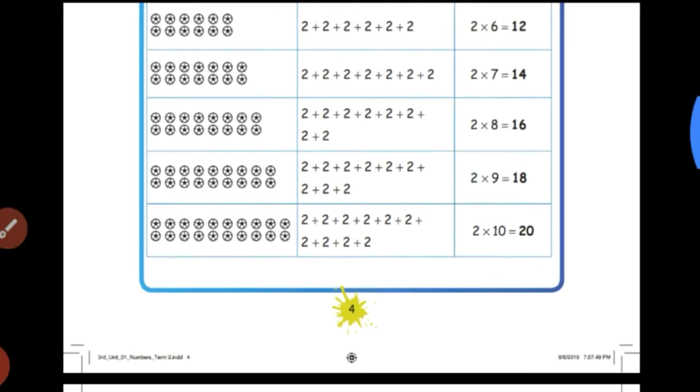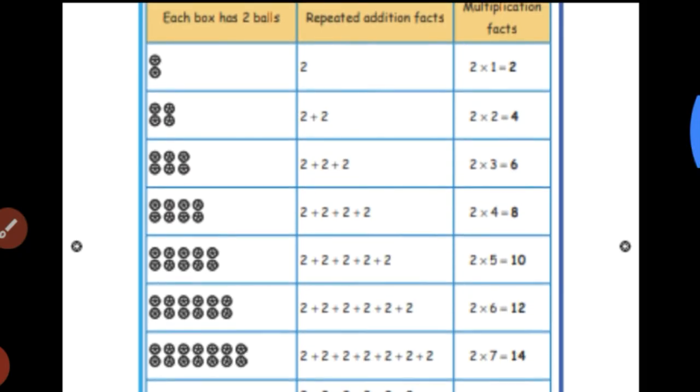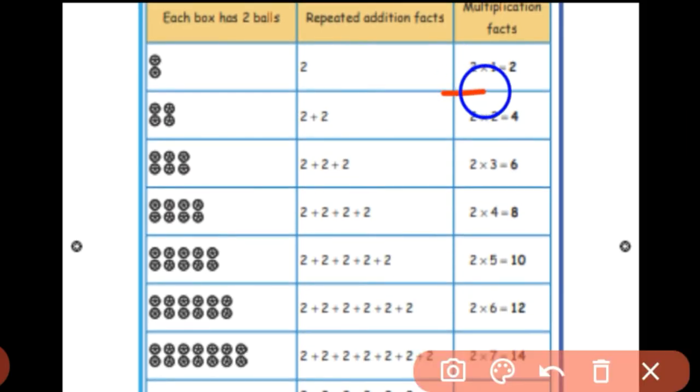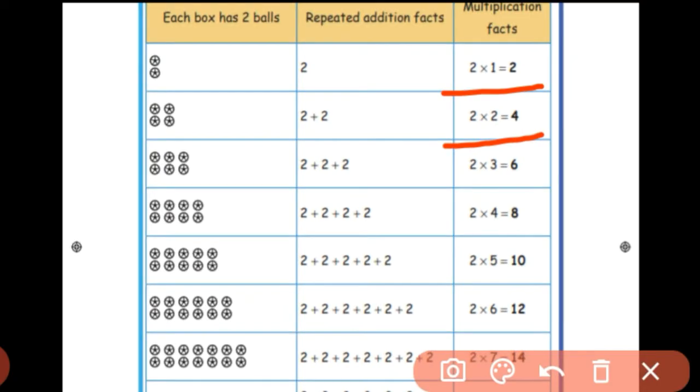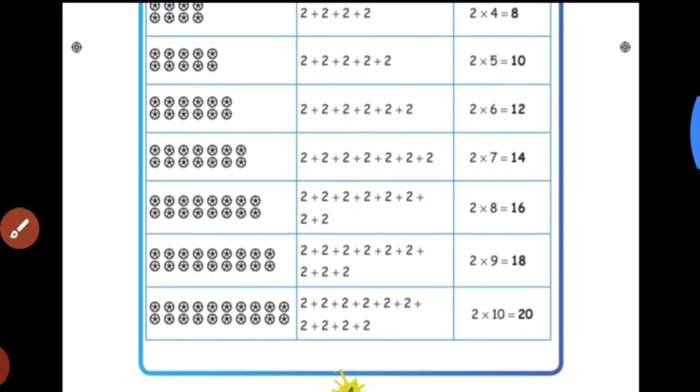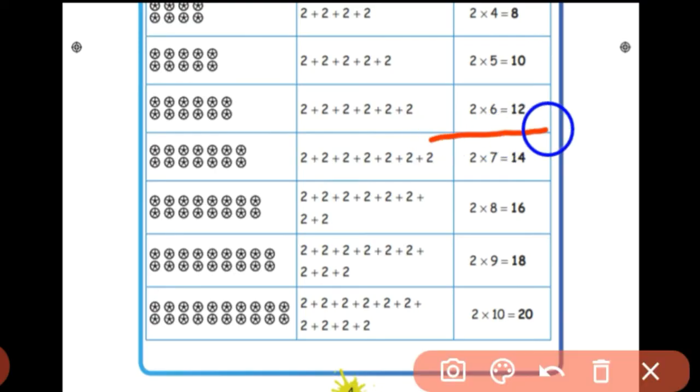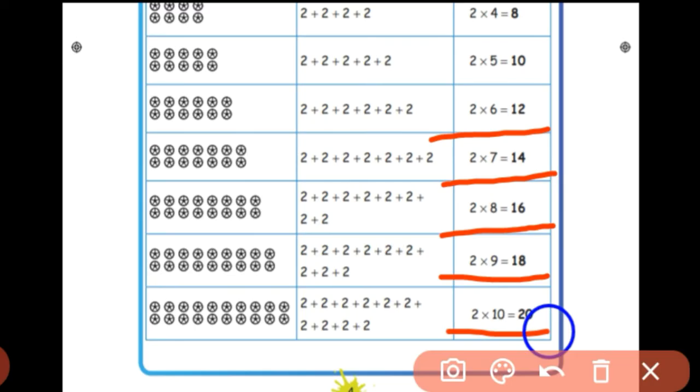See, 2 into 1 is equal to 2, 2 into 2 is equal to 4, 2 into 3 is equal to 6, 2 into 4 is equal to 8, 2 into 5 is equal to 10, 2 into 6 is equal to 12, 2 into 7 is equal to 14, 2 into 8 is equal to 16, 2 into 9 is equal to 18, 2 into 10 is equal to 20.